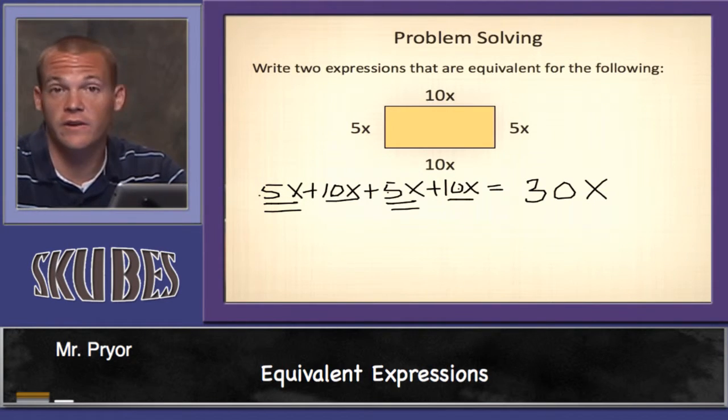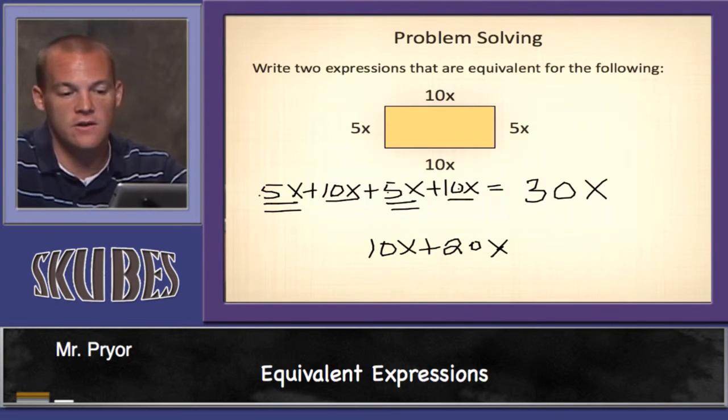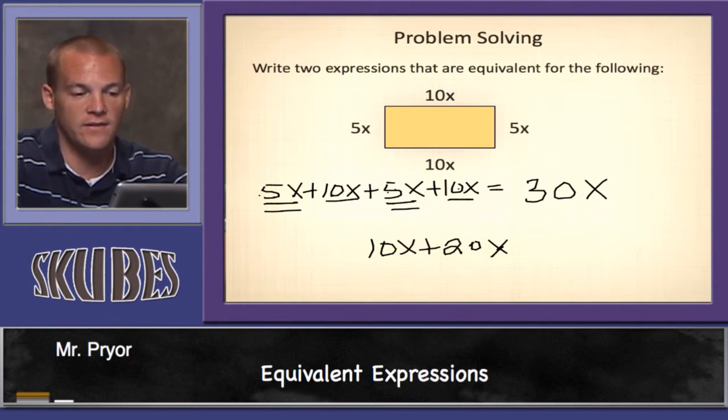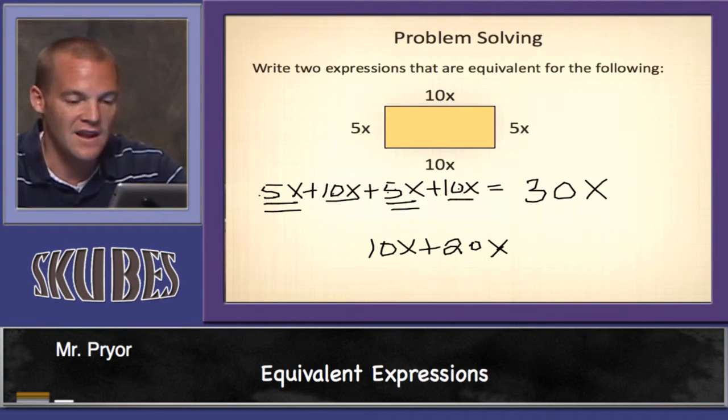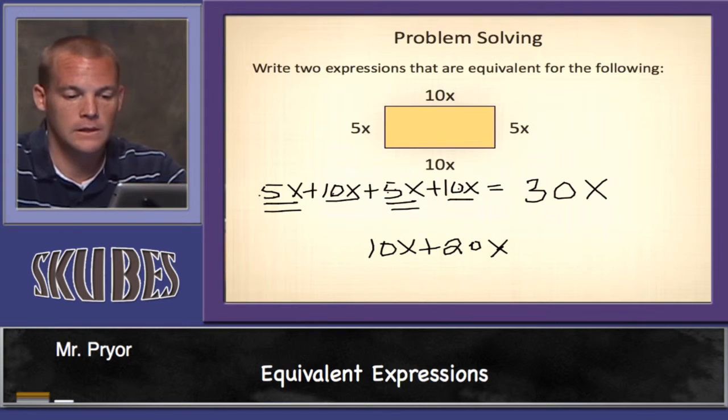And those are just two equivalent expressions. One other expression, as I mentioned before, could be 10x plus 20x. That's just another way to write it. And you can see all I did there was add the 5's together and add the 10's together. Any of those would work for two equivalent expressions.